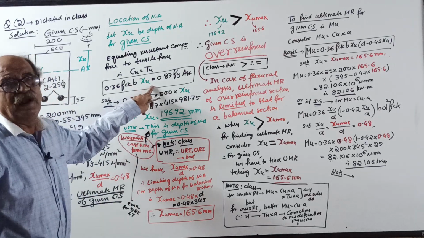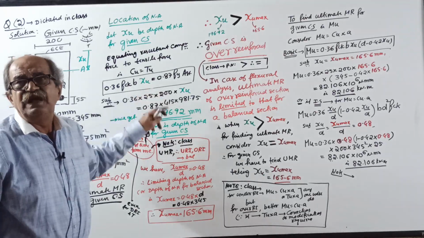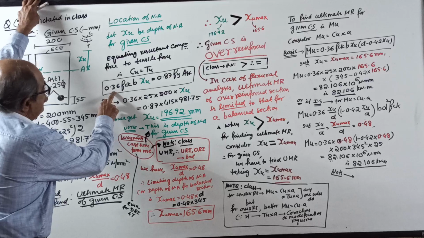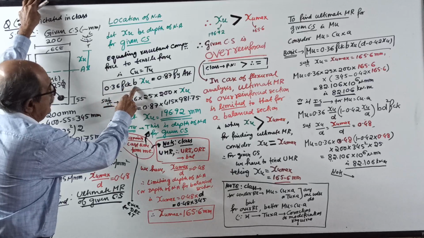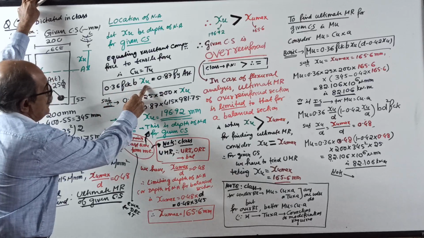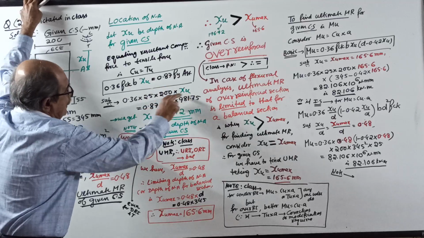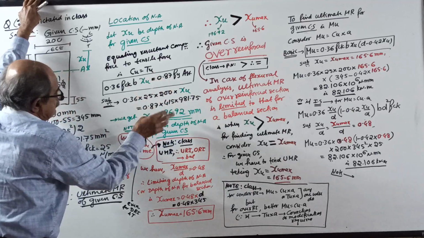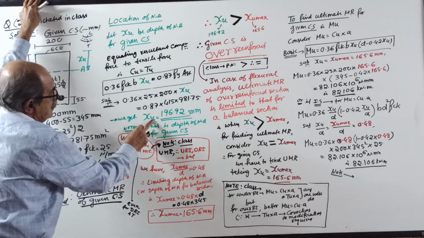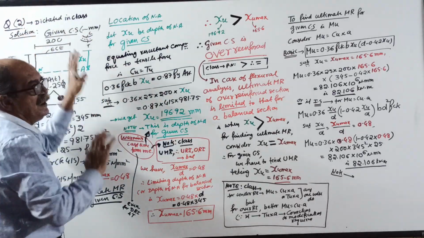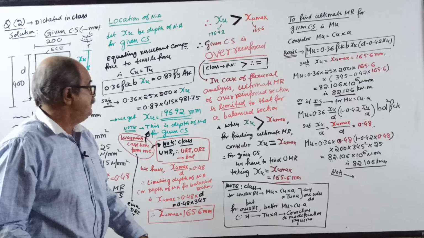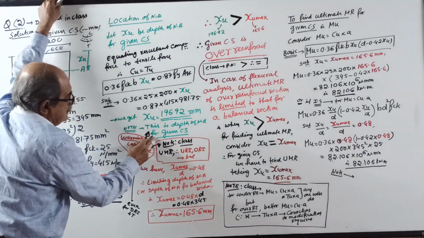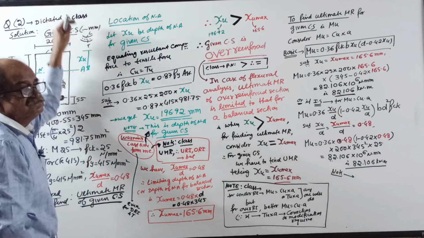I wrote this one not by referring to anything. Natural feeling is there. Substitute: 0.36, 25, B is 200, XU you are calculating, equals 0.87, 415 into 981.75. We get XU equal to 196.92 millimeter. This is the depth of neutral axis for the given cross section.